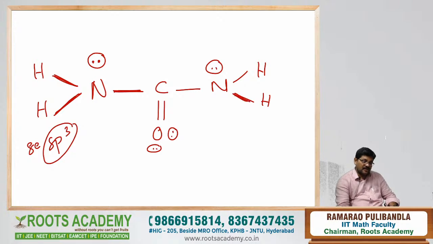For this nitrogen: sigma bond, 2 electrons; sigma bond, 2 electrons; sigma bond, 2 electrons. Lone pair means what? 2 electrons. That means 8 electrons. The hybridization is sp3. Very good. Now come to this carbon.